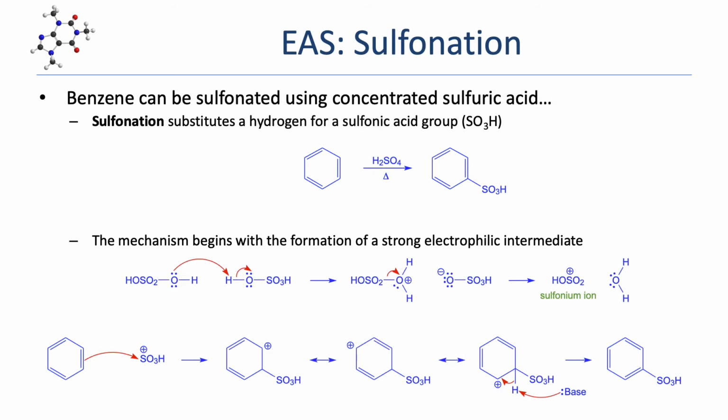Next, we have EAS sulfonation, which is the substitution of a hydrogen for a sulfonic acid group, or SO3H. You can see from the example that the conditions are very simple, requiring only concentrated sulfuric acid and heat. As before, the mechanism starts with the formation of a powerful electrophile and is nearly identical to the nitration.